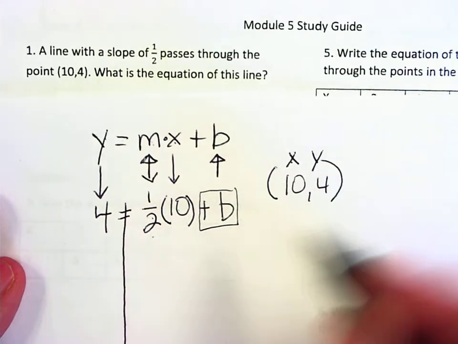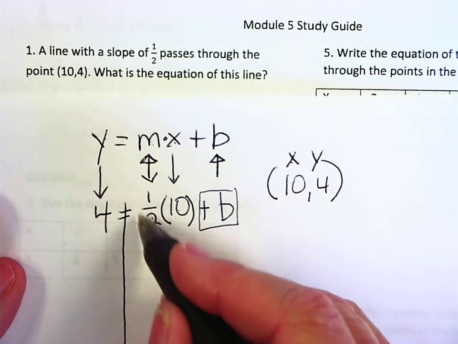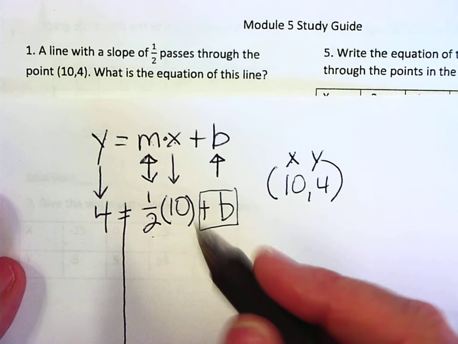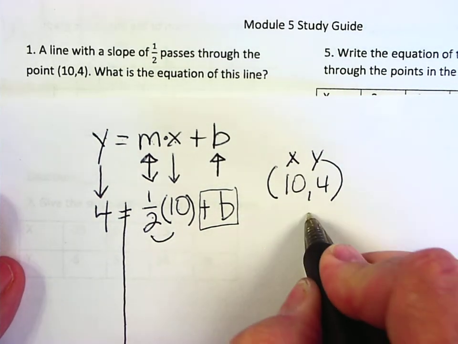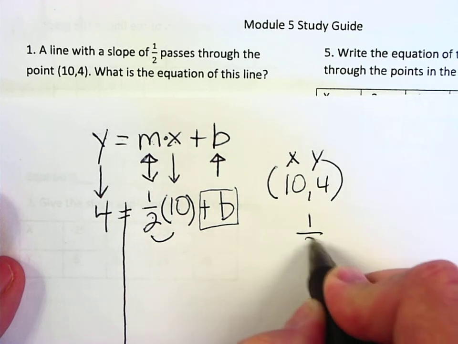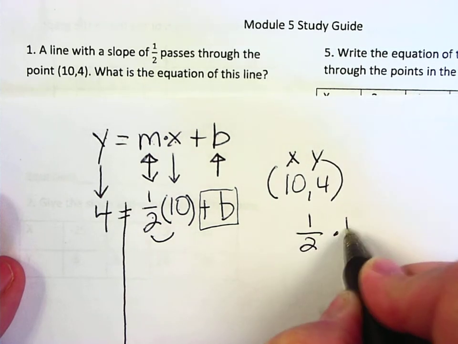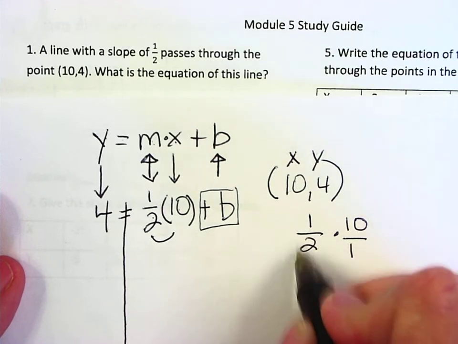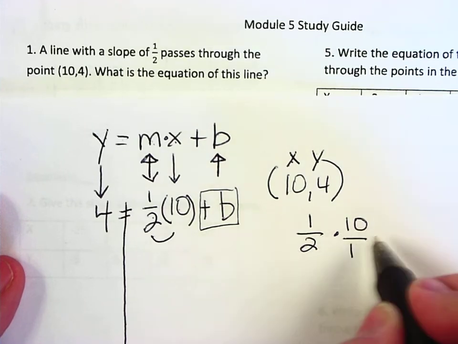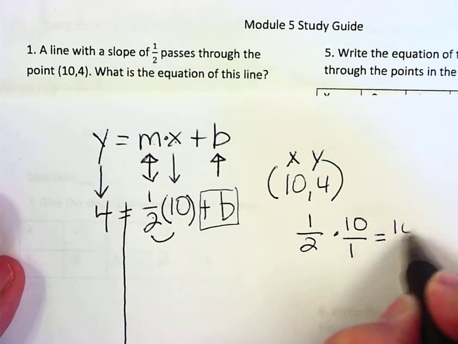So the first thing I'm going to do is get rid of this mess. Well, before I get rid of this mess, I can simplify that by multiplying 1/2 and 10 together. And the way you do that is you say 1/2 times 10, and I'm going to turn 10 into a fraction. Since 1/2 is a fraction, this is still 10. I'm going to multiply straight across and simplify.